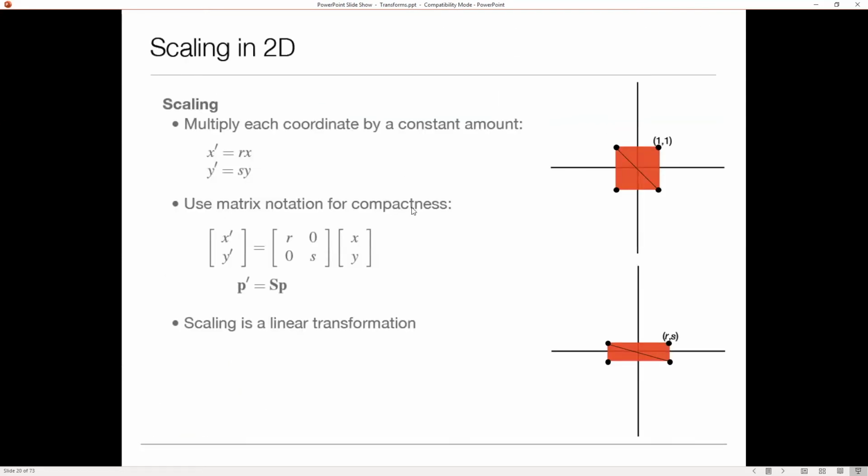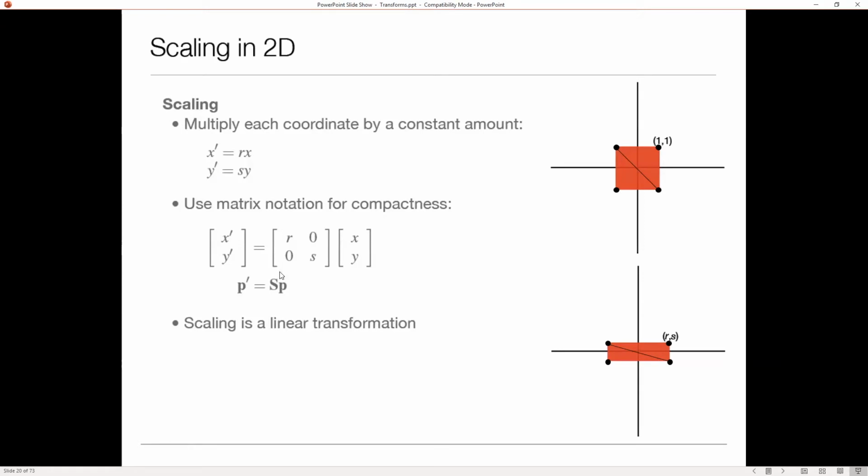Okay, scaling using matrices. So for each of our vertices, what we want is for the point, in this case drawn as 1, 1, to go to this point, r, s. So this is basically the new x prime, right? This is the new point, equal to r times x and s times y.